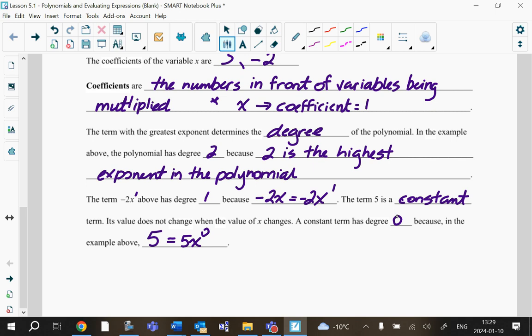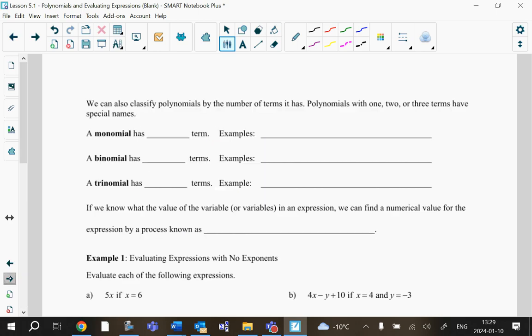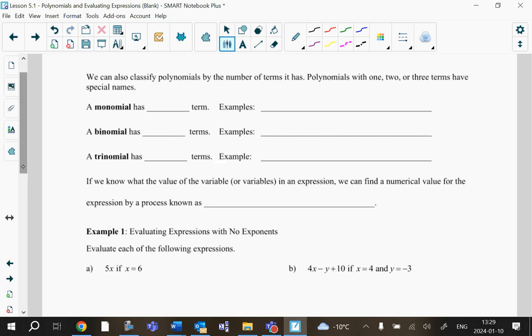Again, you don't have to worry about how to define these, but we're going to be using these words, so you need to understand what they mean. Finally, there are 3 special types of polynomials, because a polynomial could have 1 term, it could have 2, it could have 3, it could have 20, it could have 50. How many terms do you think a monomial would have? 1. What about a binomial? And a trinomial?